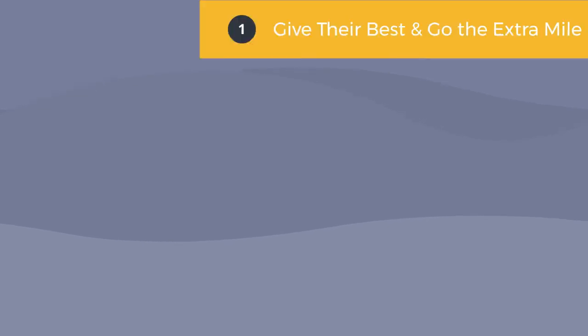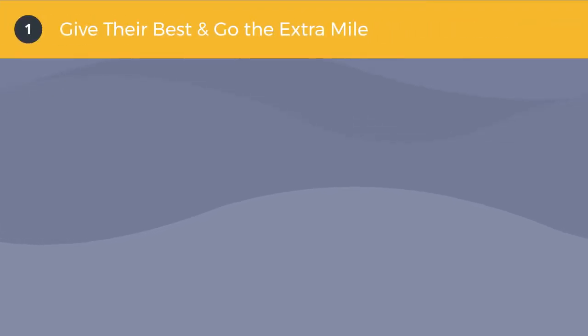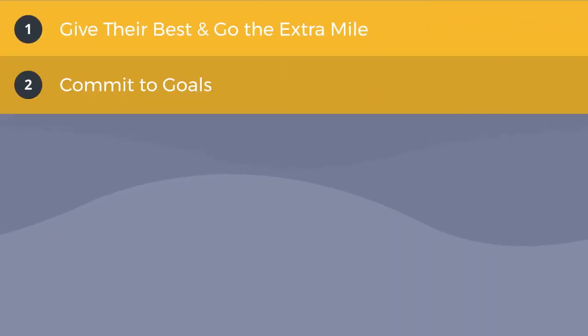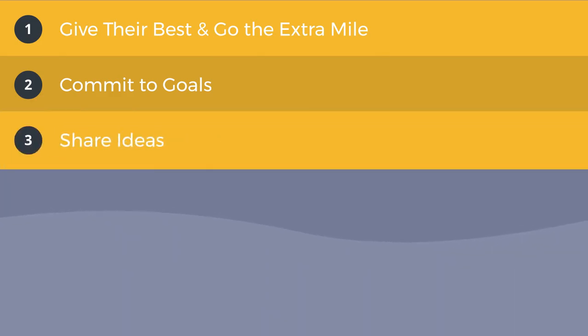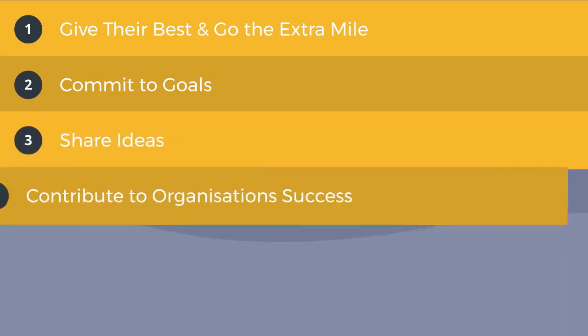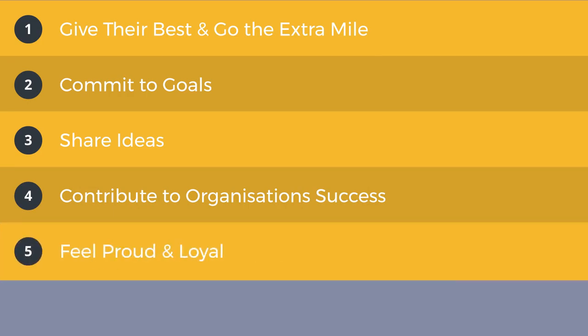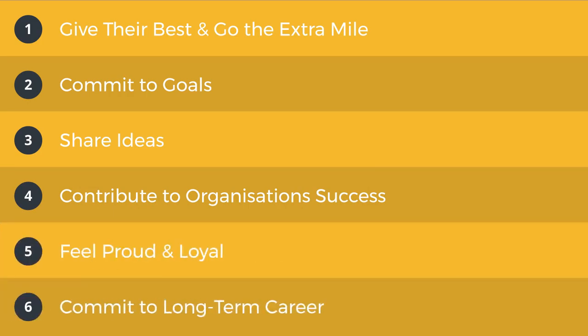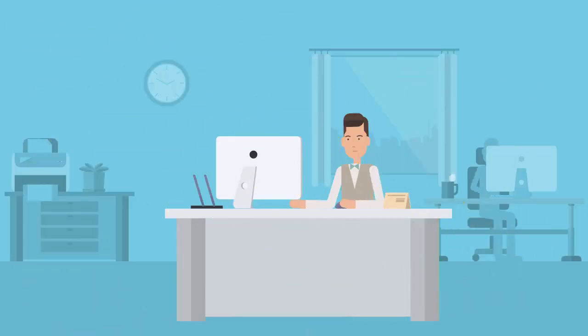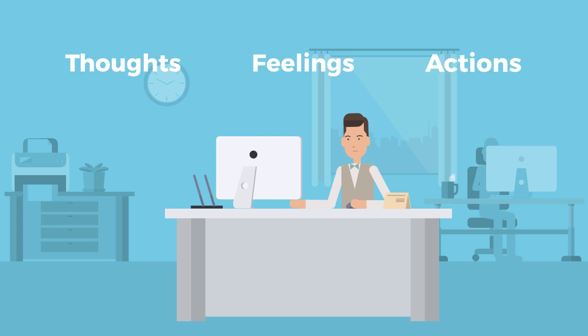Employee engagement involves motivating employees to give their best every day and go the extra mile, commit to an organisation's goals, share ideas for improvement, contribute to the organisation's success, feel proud and loyal, commit to a long-term career at the company. Engagement is defined by 3 factors: thoughts, feelings and actions.